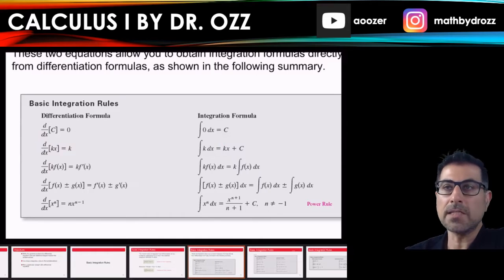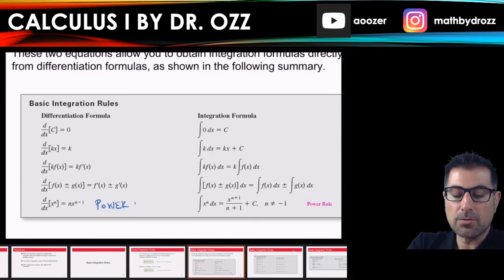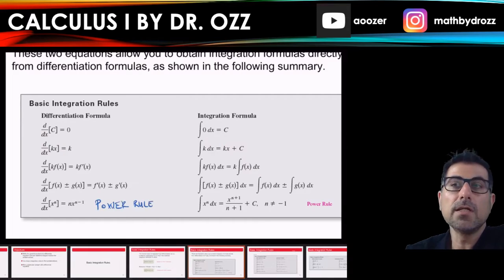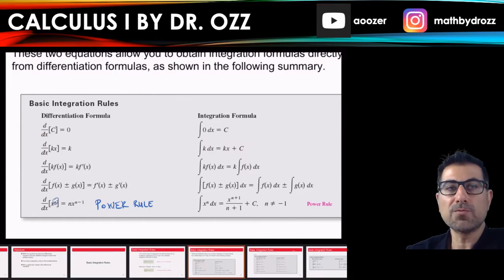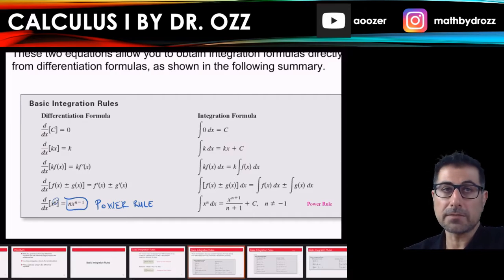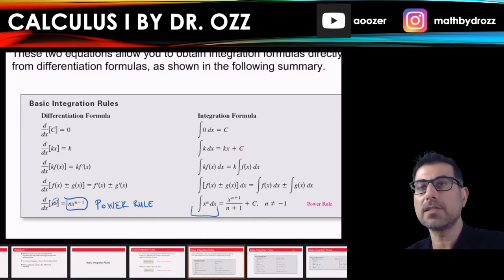And one final rule that we're going to use extensively in this chapter is the power rule for differentiation. Essentially, if you take the derivative of x to the n, you put the exponent down and you subtract 1 from the power, so that takes you to n times x to the n minus 1. There's a similar rule for integration, but we're doing the exact opposite of what we do in differentiation. So if you integrate x to the n, this time we add 1 to the exponent and divide the whole thing by n plus 1.